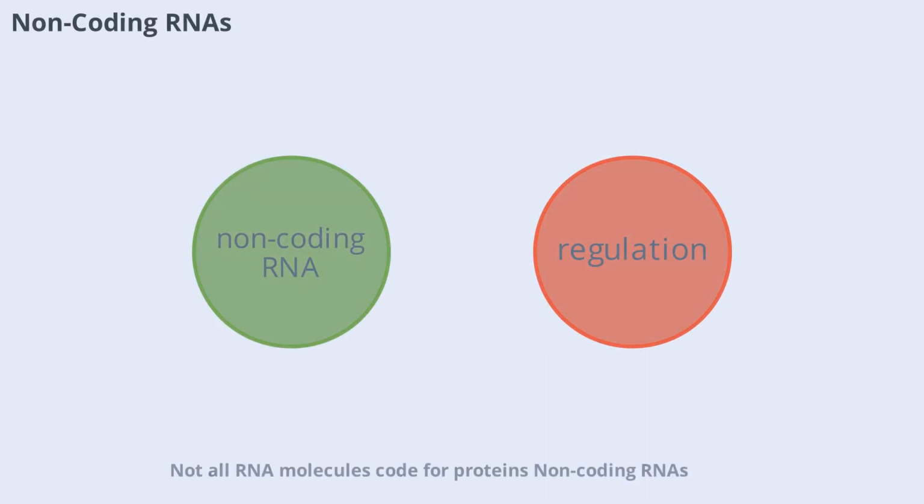Not all RNA molecules code for proteins. Non-coding RNAs, such as microRNAs and long non-coding RNAs, play important roles in regulating gene expression. These molecules can enhance or suppress the activity of specific genes, adding another layer of complexity to gene regulation.